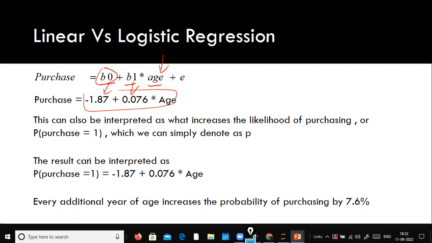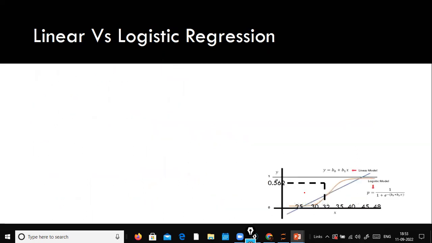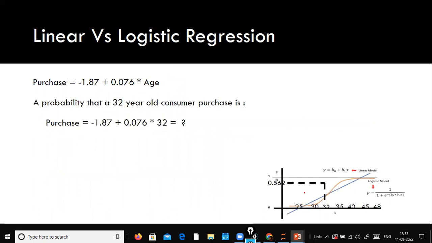You will not purchase. We are not worried about the 0, we are very particular about 1. What is the probability that the customer will buy? For that, this is the equation we got. If you compute this, every additional year of age increases the probability of purchasing by 7.6 percent. But ideally, it will give us the probability. Now let us plug in the values like this. This is the equation, this is my intercept, this is my slope.